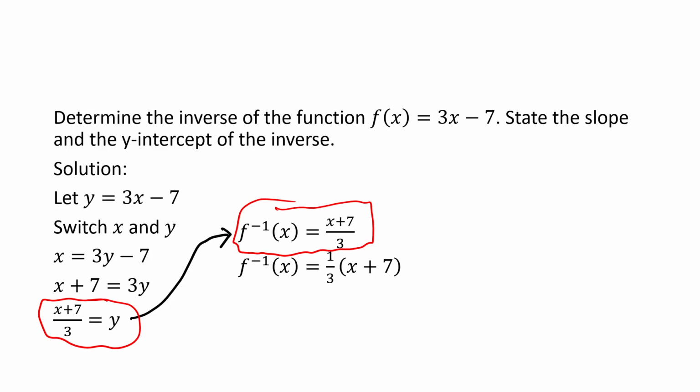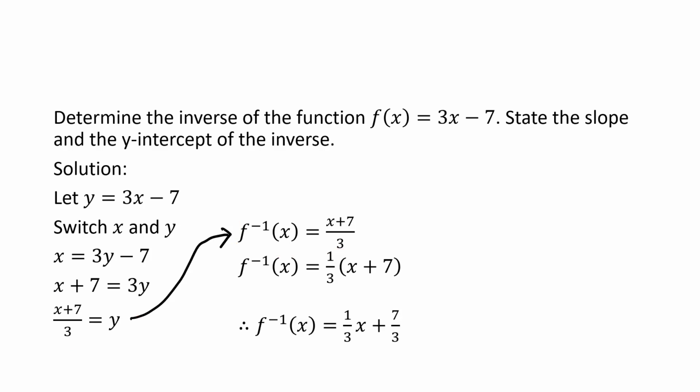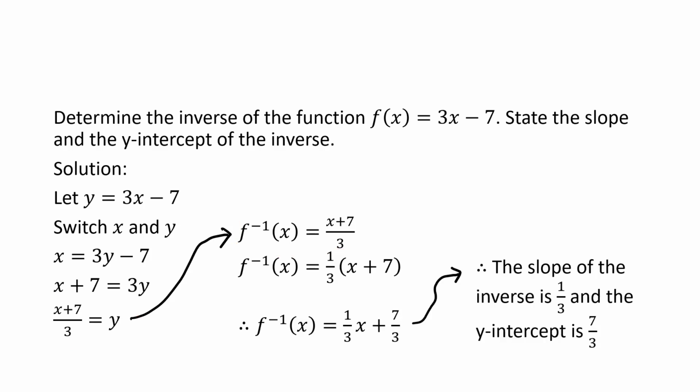Well, rather than leave it like that, it's nice to say that that's the same as 1/3 times the quantity x plus 7, and then we can say that that's equal to 1/3 x plus 7/3. And this tells us that the slope of the inverse is 1/3 and the y-intercept is 7/3. It's usually preferable to write an expression like that in polynomial form rather than in rational expression form.